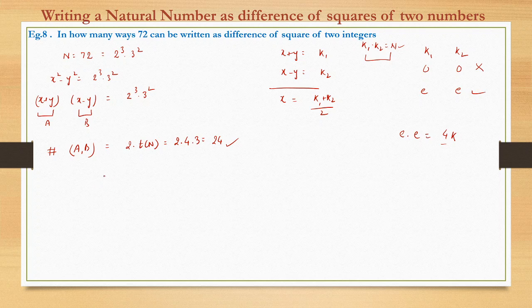So let's summarize again. If a number is of the form 4k, we can write it as a difference of squares of two integers. If it is 4k plus 1, being an odd number, again we can write it. If it is 4k plus 2, since this has only one factor of 2, this cannot be written. 4k plus 3, since this is an odd number, can be written as a difference of squares of two integers. So here we end this session.